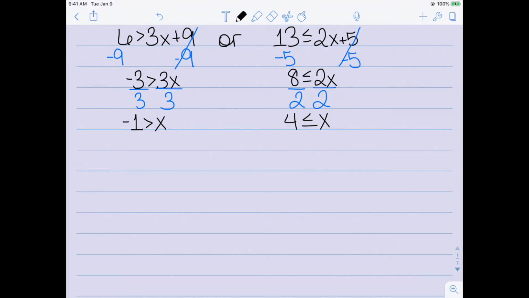In order to figure out the interval notation for this, it might be simpler to start with the graph. So that's where I'm going to start. So I have my number line, negative 1 is about here, and 4 is about here. The first inequality says negative 1 is greater than x. So first off, we need an open dot since we're not including negative 1. And you'll notice x is the smaller of the two. So we need to shade to the left for that.